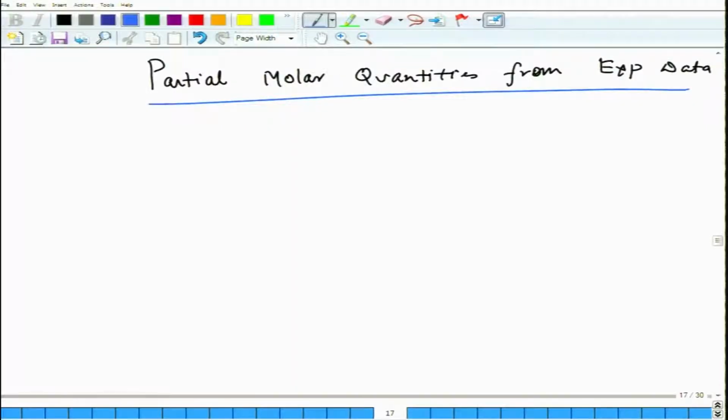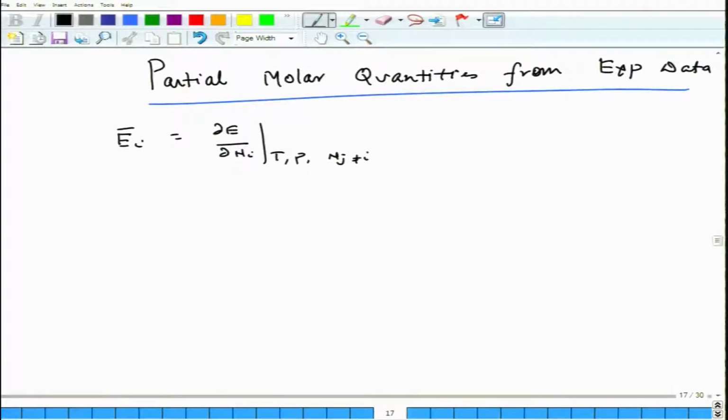Welcome back. In this lecture, we are going to discuss how to calculate partial molar properties from experimental data. So, let me first again start with the definition of partial molar quantities. Okay, so this is the definition.